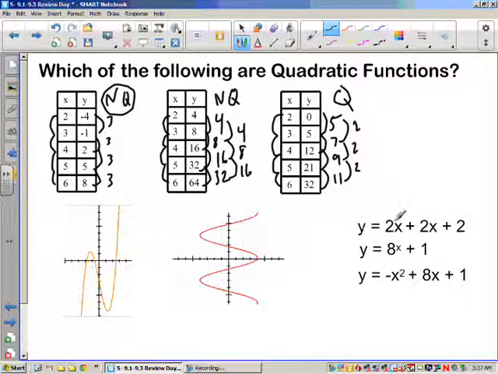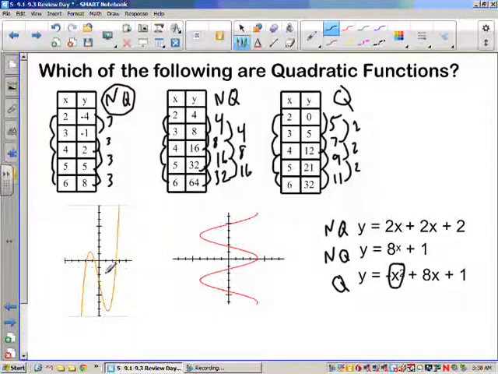In these equations, if we take a look at these, we look for an x squared. Here I have 2x plus 2x. Those are like terms, but they're not x to the 2. So this one is not quadratic. 8 to the x. I'm looking for the variable to be raised to the 2, and this is a constant raised to an x. That one's not. And then finally this one is quadratic.